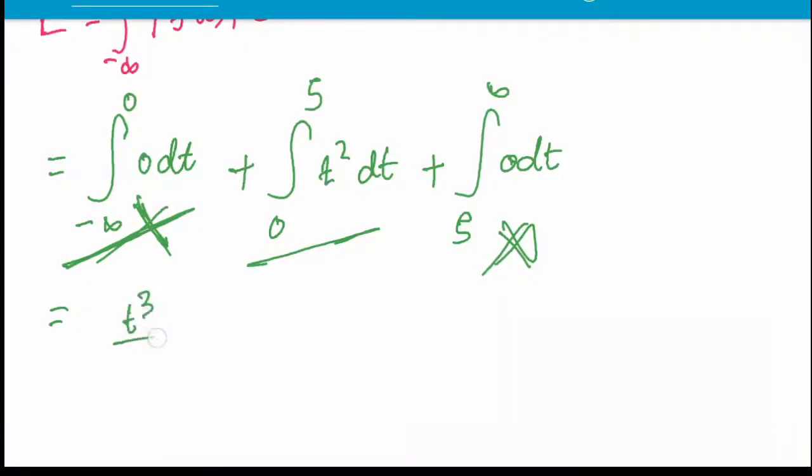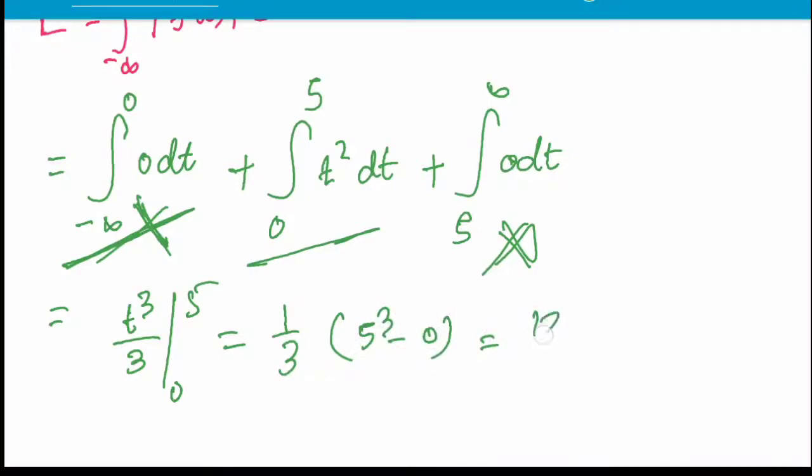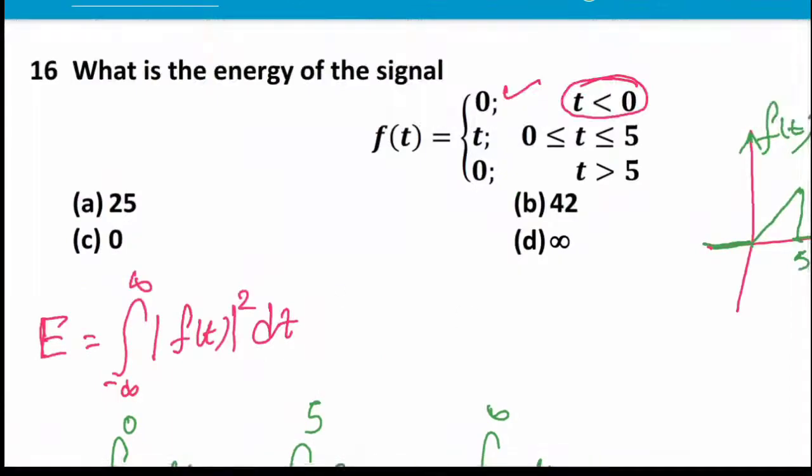This is t cube by 3 from 0 to 5, which is equal to 1 by 3 into 5 cube minus 0, which is equal to 125 by 3, which is equal to 41.67. So here the answer is 41.67, that means 42. 42 is the correct answer.